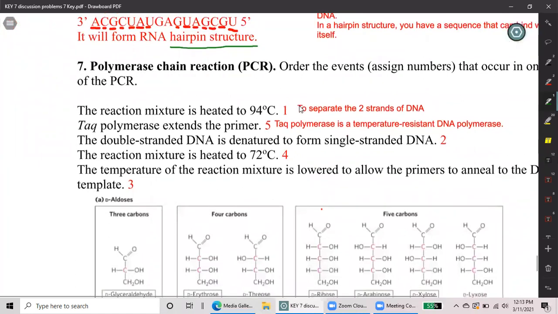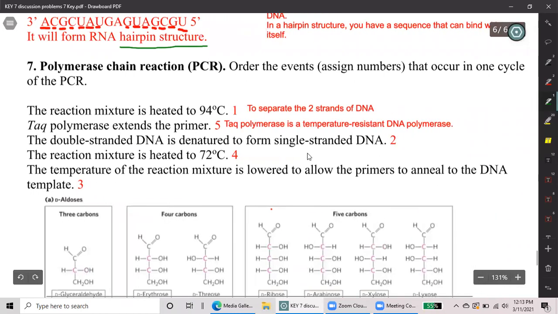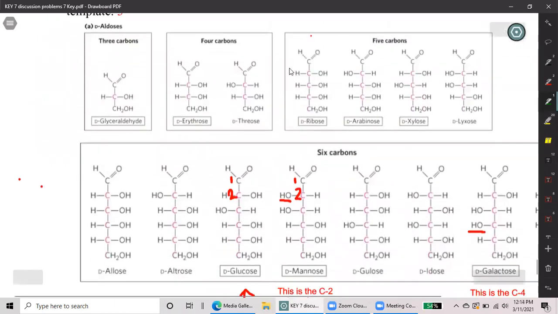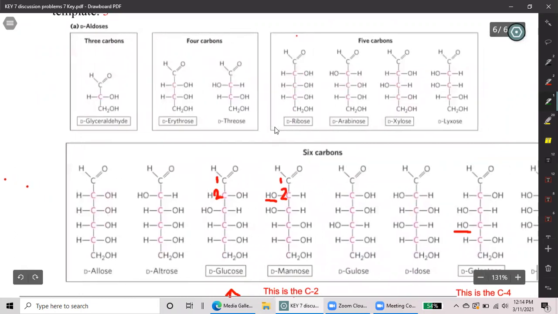Okay, polymerase chain reaction. So here it's just PCR. There's like 5 steps. So you just have to put them in order 1 through 5. So I went ahead and did that for you. And then here I got these pictures from your book so that you can practice drawing these sugars.